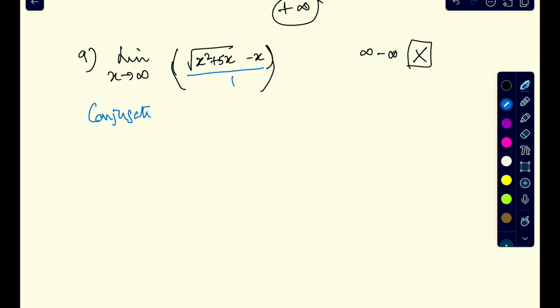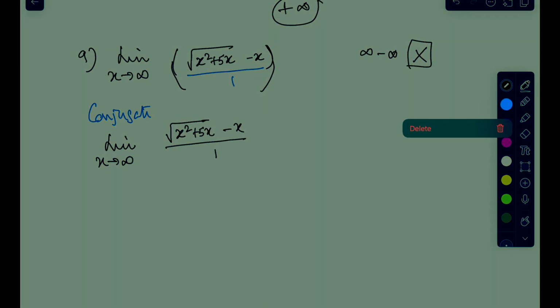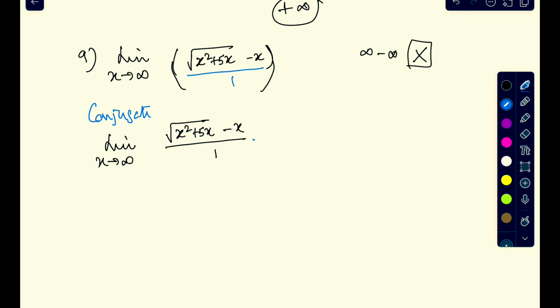Let's see. So what is the conjugate of this, square root of x square plus 5x minus x? Let me just write it again first. So I have the limit as x approaches infinity of square root of x square plus 5x minus x over 1, and I'm going to multiply this with the conjugate of this expression, square root of x square plus 5x plus x over square root of x square plus 5x plus x.